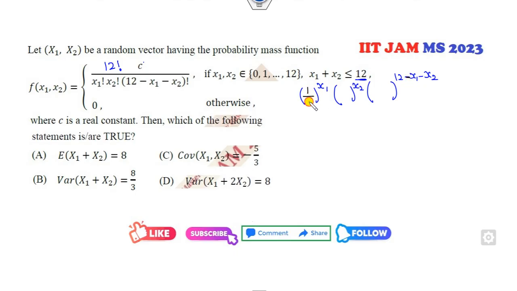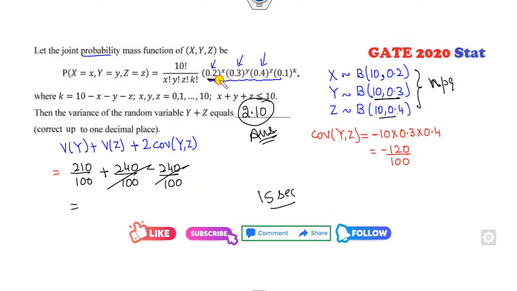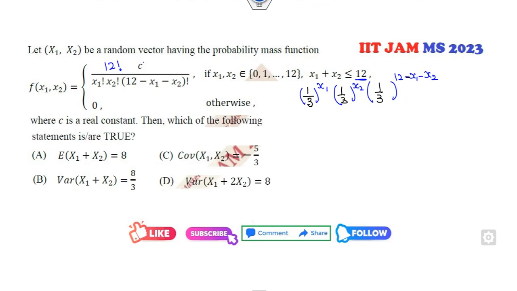Since there are 3 variables, I have to use the probability as 1 over 3. Make sure the sum of each probability should be 1. You can see 0.2, 0.3, 0.4, 0.1. The sum should be 1. So what do we obtain? x1 follows the binomial distribution with n here and this probability. x2 follows the binomial distribution, n here.